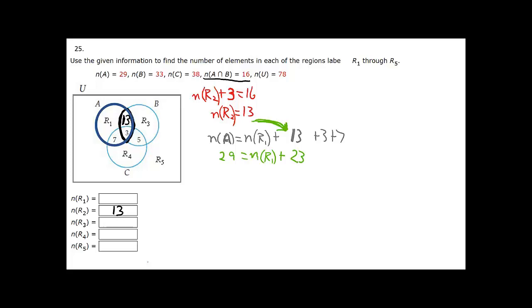But I will now because all I need to do is subtract 23 from both sides, and it tells me that the number of elements in the R sub 1 region must be 6. So I can put that in there.